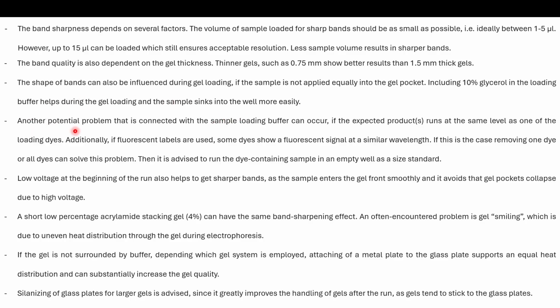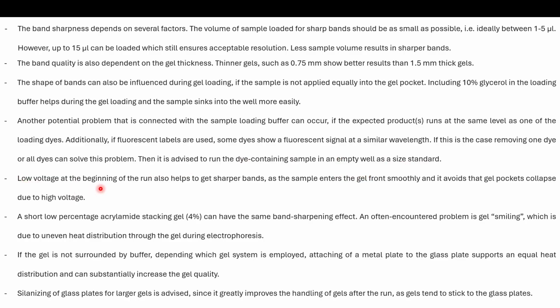easily. There can be another problem related to the sample loading buffer, if the expected products run at the same level as one of the loading dyes. Additionally, if fluorescent labels are used, some dyes show a fluorescent signal at a similar wavelength. If this is the case, removing one dye or all dyes can solve this problem. Then it is advised to run the dye containing sample in an empty well as a size standard.